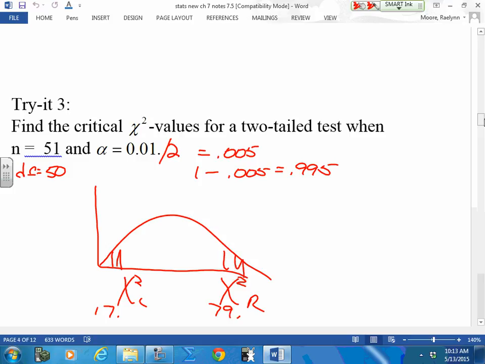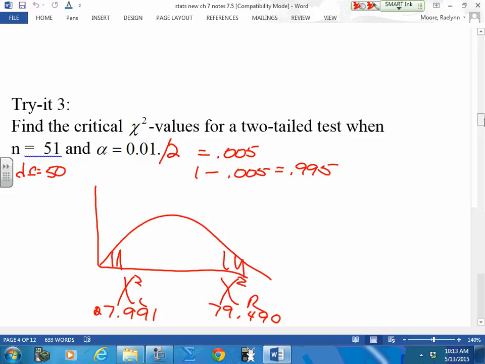79 point what? Okay, what's the left-hand side one? What's the smaller one? That's what I got. 27? Or 79.91. Okay, and we're good with this one. I just missed the last digit. Thank you. So that's all you have to do.